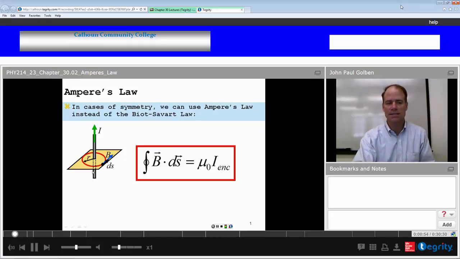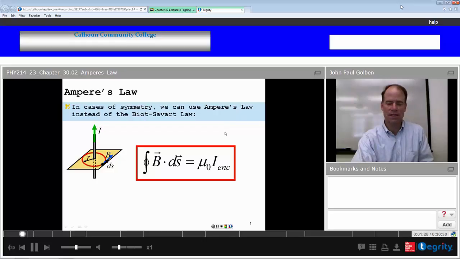So, in essence, if we were to look at this current here, this current carrying conductor, we know there's a magnetic field going circularly around that current, and if we choose that path, ds, around that current, then B and ds would be in the same direction all the way around that current. All we have to do is integrate that line integral of the magnetic field with every little infinitesimal ds, and that should be proportional to the current that is enclosed within that circle.